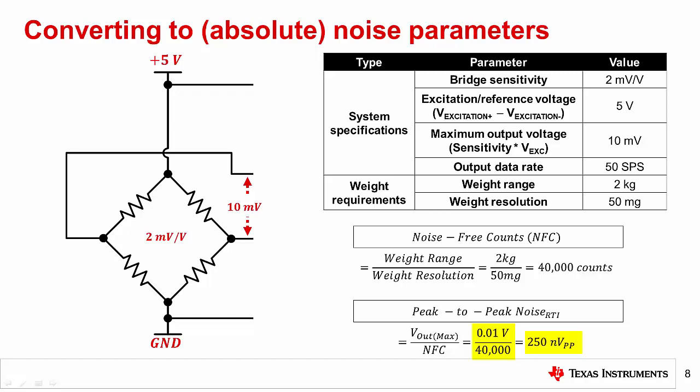We will assume this is a peak-to-peak value since we are using noise-free counts, but RMS values will work for this analysis in general as long as you are consistent. This tells us we need an ADC that can detect and resolve a 250 nanovolt peak-to-peak signal. We can now apply this noise analysis based on absolute parameters to an ADC.